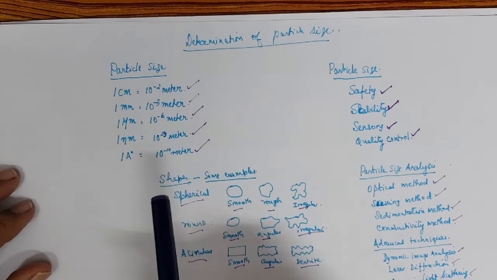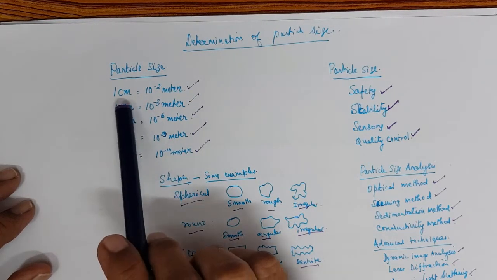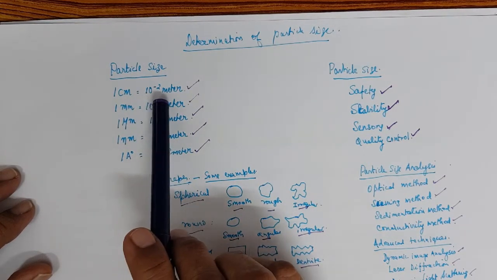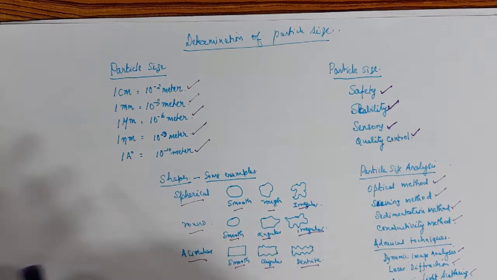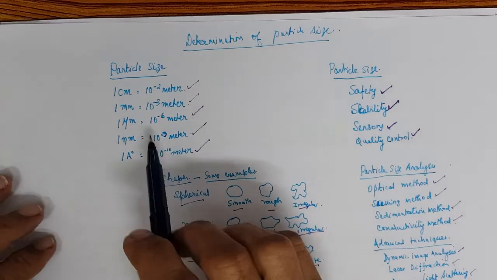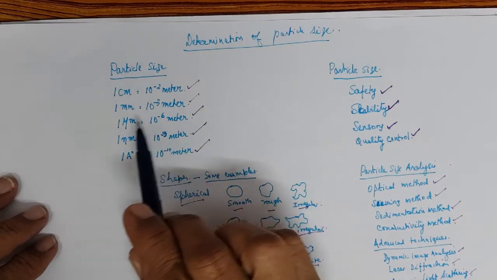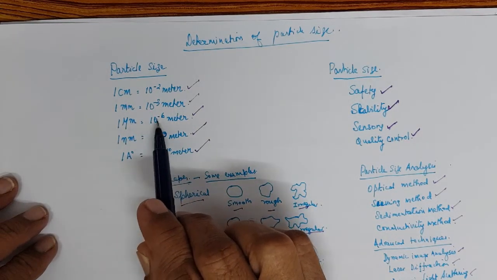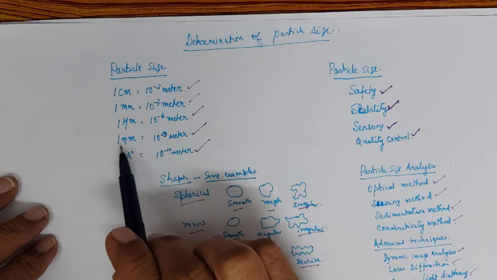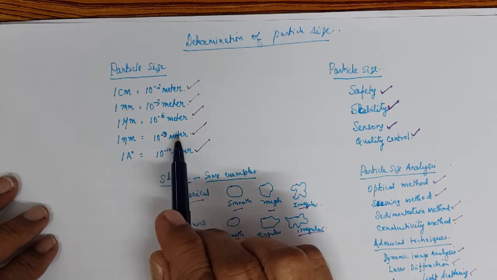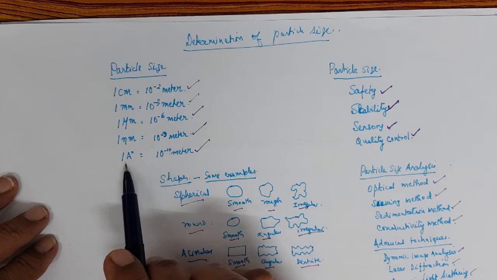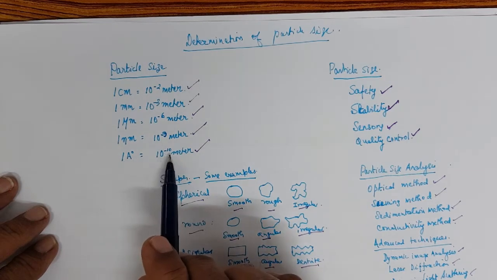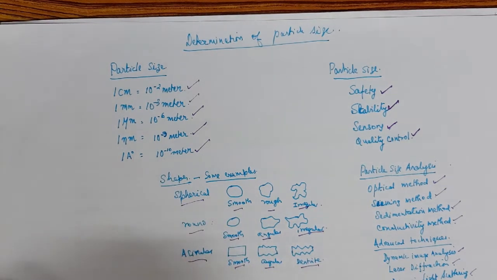So particle size: 1 centimeter is equal to 10 to the power of minus 2 meter, 1 millimeter is 10 to the power of minus 3 meter, 1 micrometer is 10 to the power of minus 6 meter, 1 nanometer is 10 to the power of minus 9 meter, and 1 angstrom is 10 to the power of minus 10 meter.